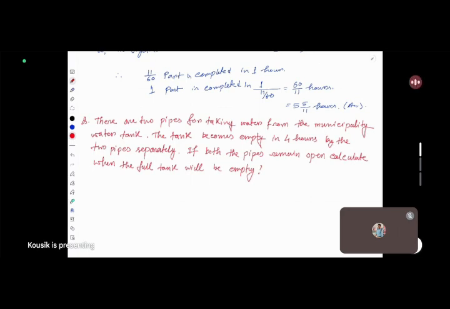There are two pipes. A single pipe empties the tank in 4 hours. So both pipes together empty the tank in how many hours?